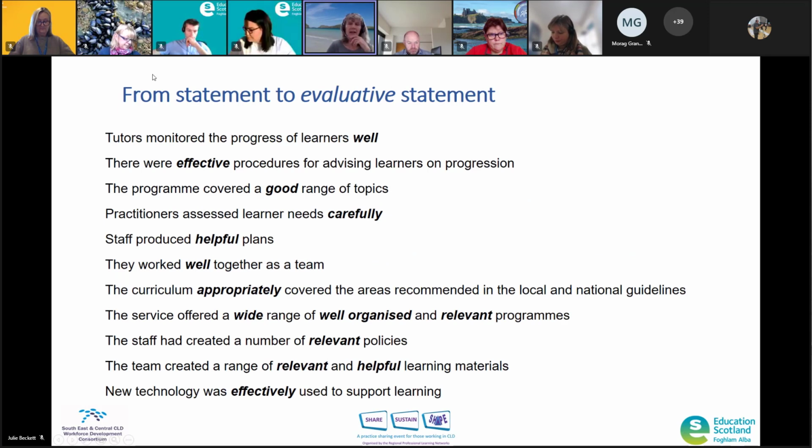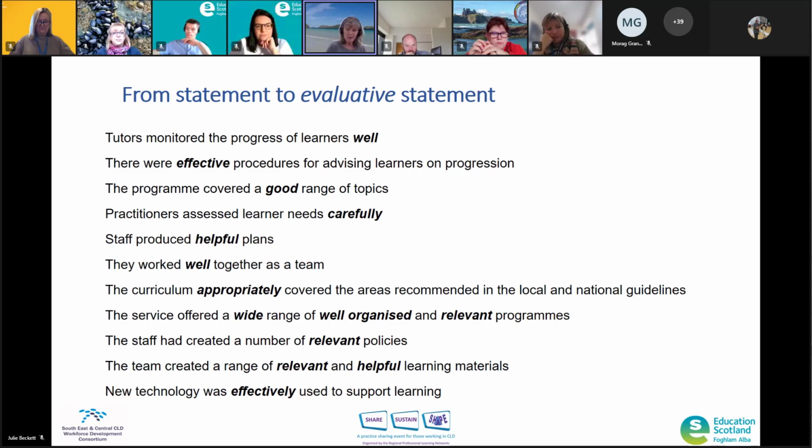So we've put up there some examples of statements that have one word or a short phrase added to them that turn the statement into an evaluative statement. It's amazing how much difference just one word can make. So if we take the first sentence, tutors monitored the progress of learners. That's a statement, but it doesn't tell us anything about how good it was. But once you put well at the end of that, then you're making that evaluative judgment and your reader can see, they've ticked that box, that's something that's done.